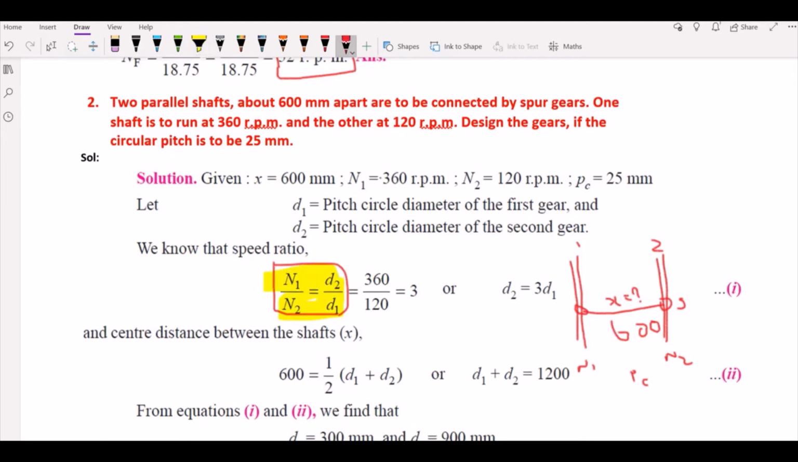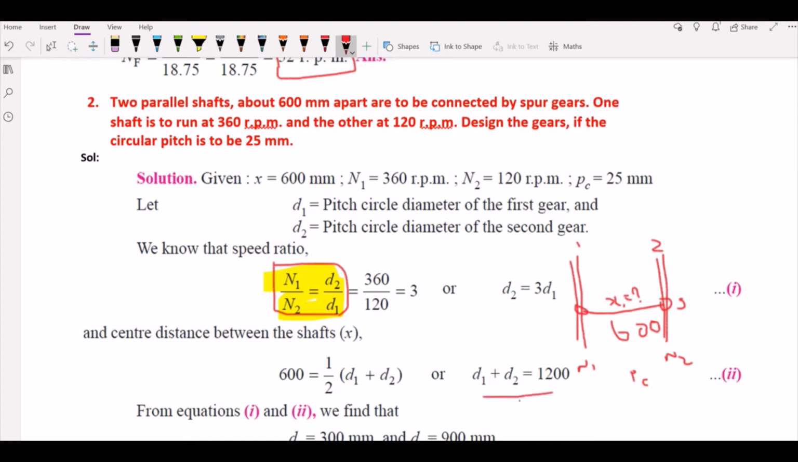Okay. So from this, n1 by n2 is equal to d2 by d1 is equal to 360 by 120 is equal to 3. So that is nothing but your speed reduction or speed ratio, which is 3. So from this we can write d2 is equal to 3 times d1. Then x is nothing but half of d1 plus d2. Before that, x1 is what we are trying to calculate. Let's take this as x1. 600 is equal to 1 by 2 into d1 plus d2. From this, d1 plus d2 we can calculate, which is equal to 1200.